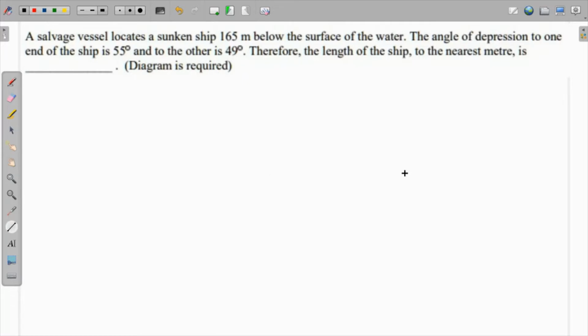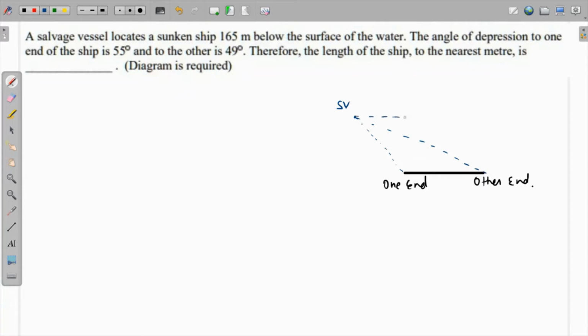So this is how the ship is. This is one end. This is the other end. And this is the sunken ship, and this is the salvage vessel. Let's call it SV. Now, SVC is one end of the ship, and the other end of the ship is like this.